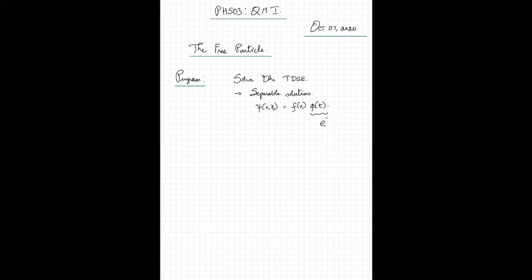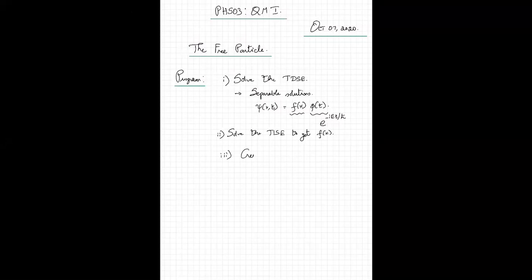And this turns out to be e to the minus iEt over h bar. So these are states with definite energy. And to get f of x, you need to solve the time independent Schrodinger equation. Okay. Now, this is the first step. This is the second step. And this is the third step.